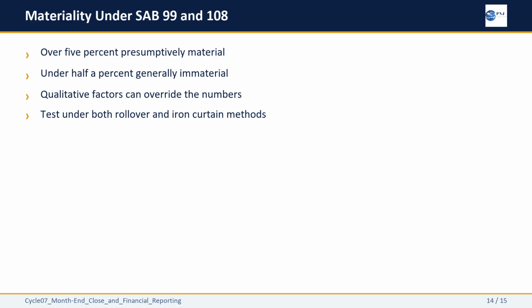But the numbers are not the end. Qualitative factors matter too. If the item involves fraud, masks a trend, hides a missed analyst target, or flips a profit into a loss. And Staff Accounting Bulletin 108 requires you to test under both the rollover and iron curtain methods. The error is material if it is material under either one.